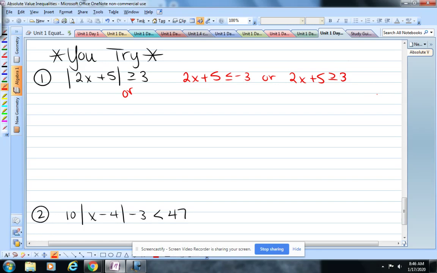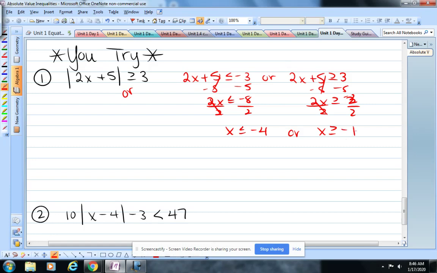Now I solve it like an or, right? Just solve them individually. 2x is less than or equal to what number? And then you divide by 2, and x is less than or equal to, and then you write the word or, and then you come over here and subtract 5 on both sides and get 2x is greater than or equal to, and then you divide by 2, and x is greater than or equal to -1.